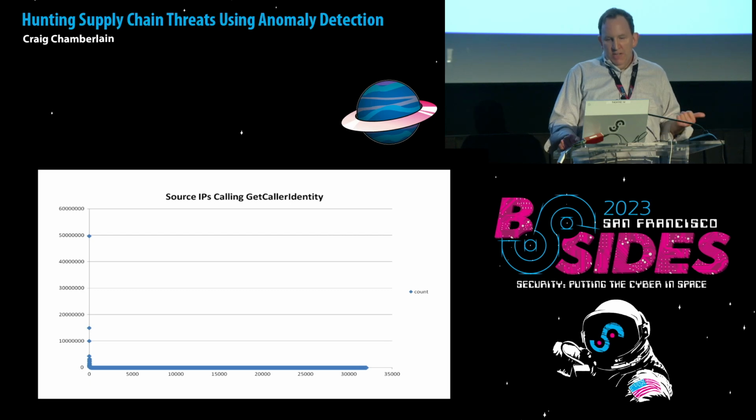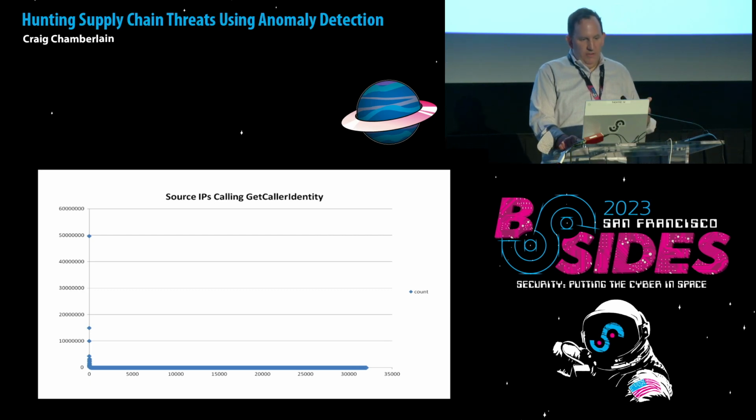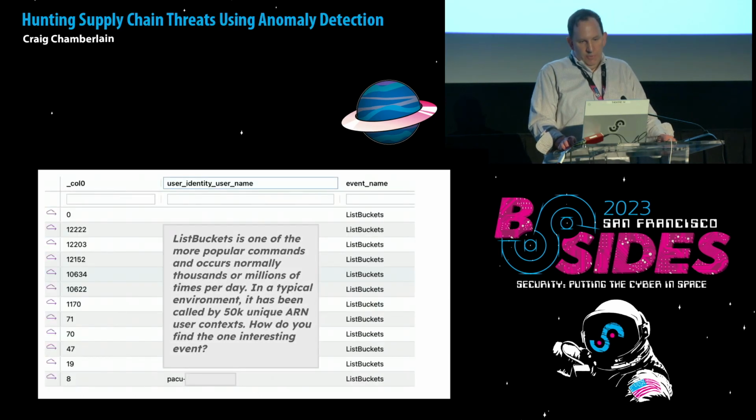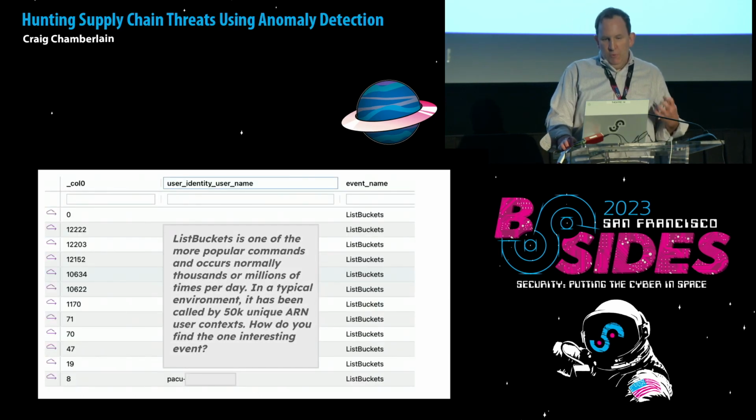Same thing with source IP addresses. There's a few source IP addresses that call that action a large number of times, but there's a long tail of source IPs that call it occasionally, with a long tail of normal outliers. Too many, potentially, to make that a good candidate for anomaly detection.